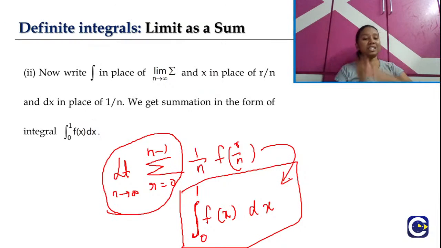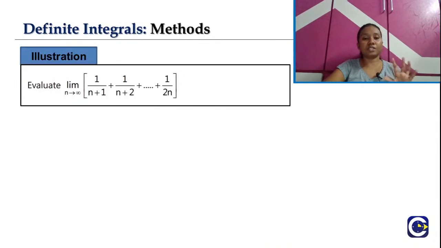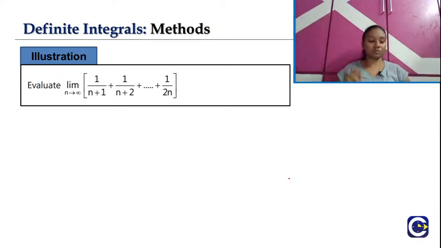Right. So it will be easy once we do one simple question related to this limit as sum, then you will have the quick idea how to convert that. And once we converted that, we know how to do the definite integration part and find the value. So let me explain you this limit as a sum by simply solving a question here.